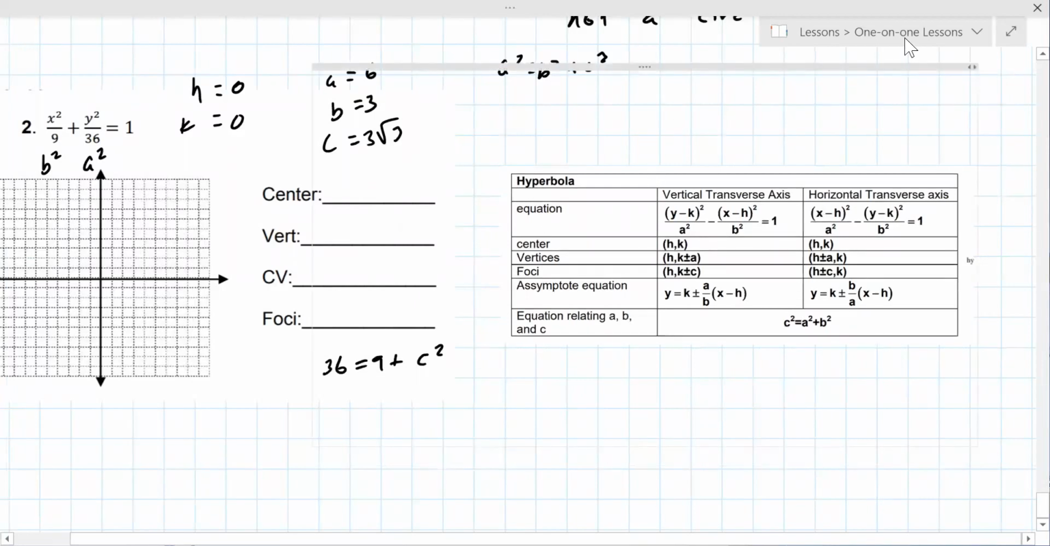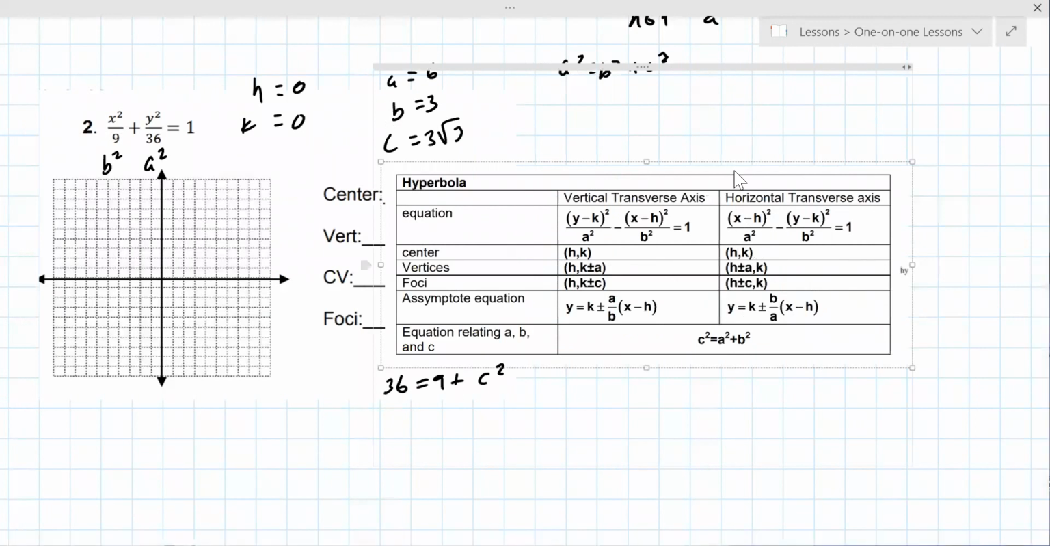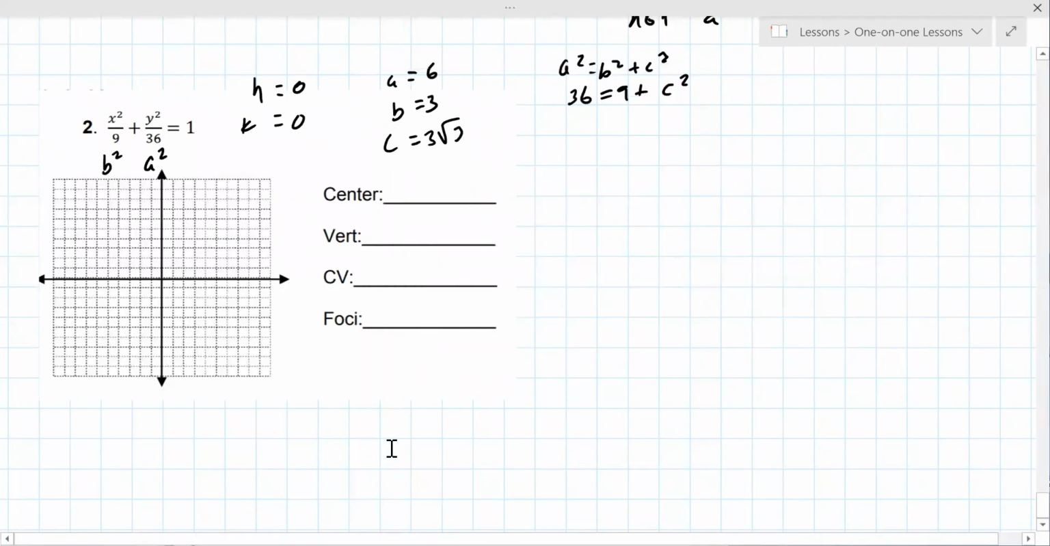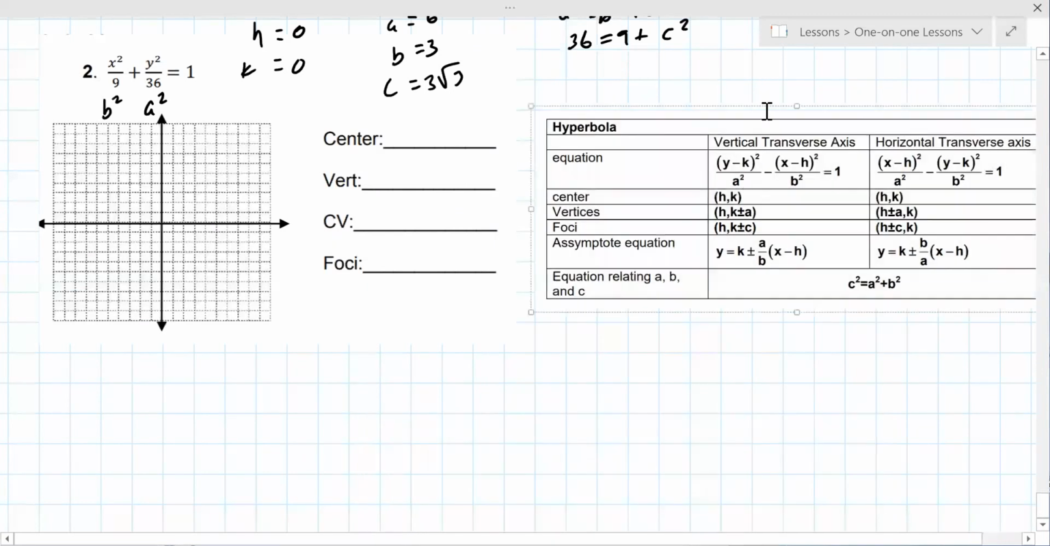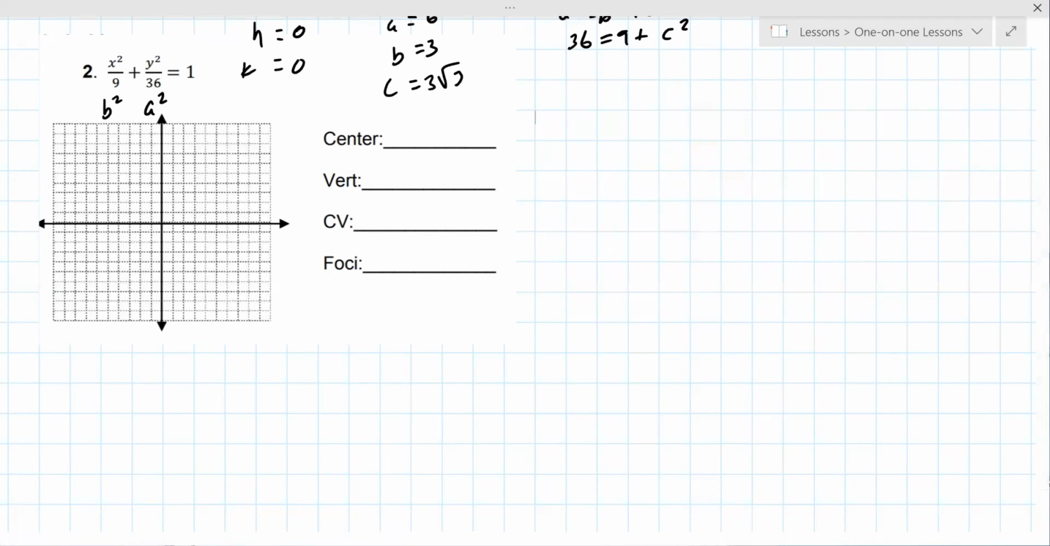So which one do we have? We definitely have the center. It's still 0, 0 here, right? So what I'm asking is, do you have a vertical or a transverse? I keep giving you the wrong one. The vertical or transverse is based on where the A is. Is the A under the X or is it under the Y?